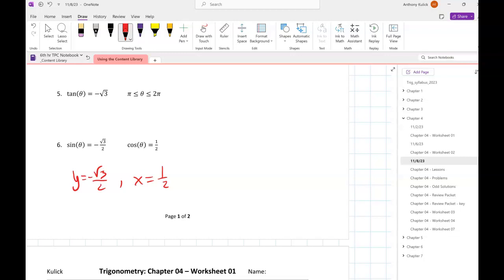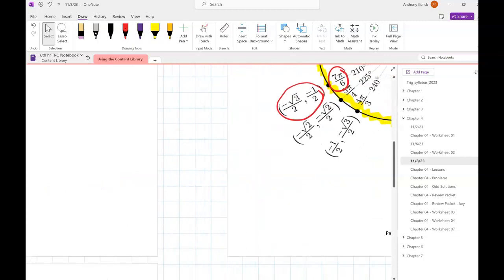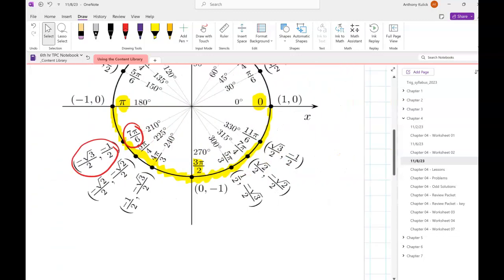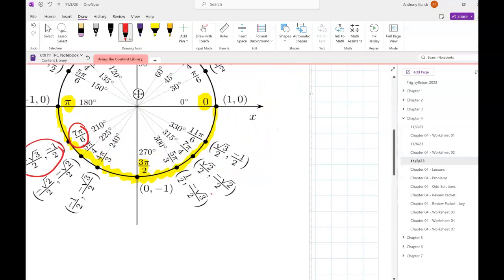So all I'm going to do is look on my unit circle for where the x is 1/2 and the y is negative root 3 over 2. So if I look at that, x is 1/2 and y is negative root 3 over 2. So my answer should be 5 pi over 3. And that's it. Does that feel okay, Alondra?